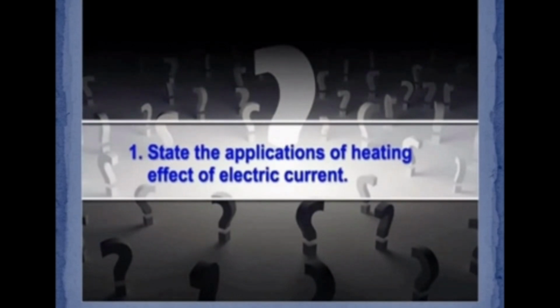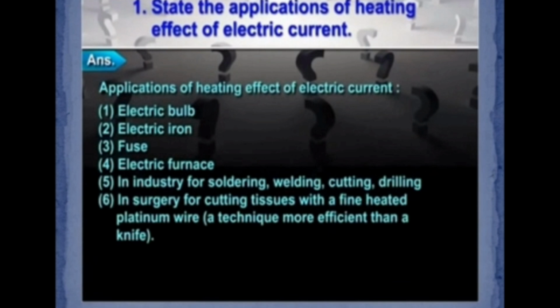Now the applications of the heating effect of electric current: electric bulb, electric iron, fuse wire, electric furnace. In industries, we use it for soldering, welding, cutting, and drilling. These are all examples. In surgery, for cutting tissues with a fine heated platinum wire, the technique is more efficient than a knife. So we use this for operation purposes also.